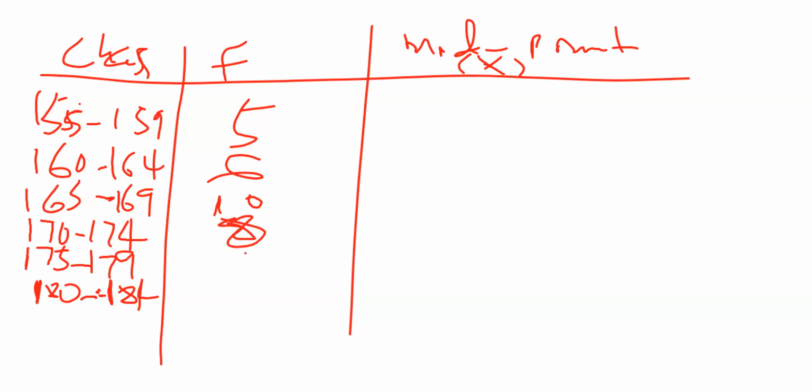We have 6. We have 5. So what we do in this case, because this is a class of the height, is get the midpoint. They call it midpoint or center point or mid-value, whichever grammar they want to use. What we're after is the center point between the upper limit and the lower limit. So help me add 155 plus 159.